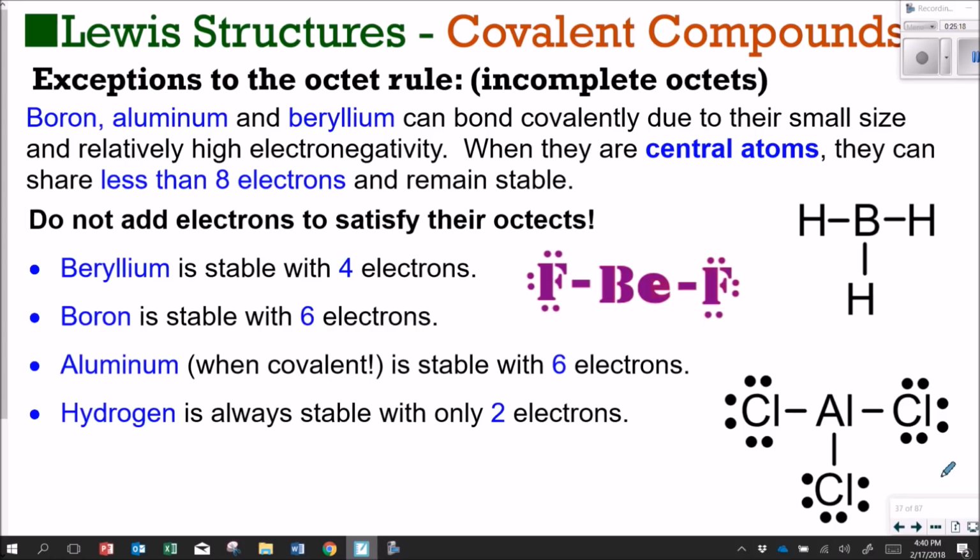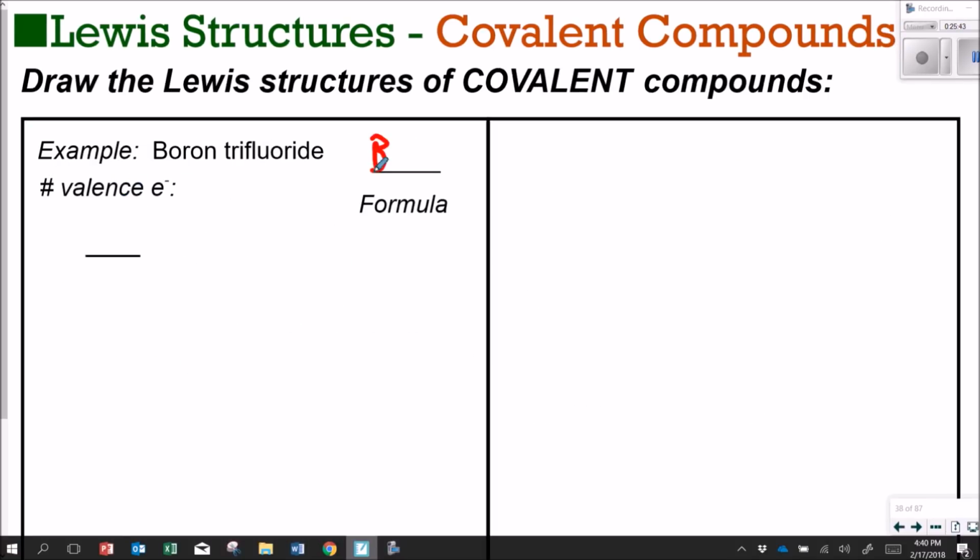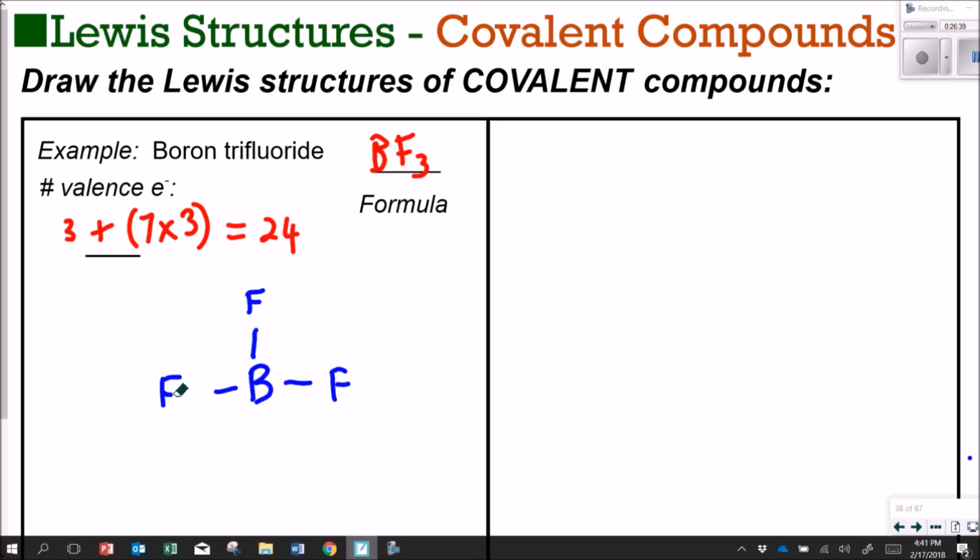Remember that there are some exceptions to the octet rule. Boron trifluoride is BF3. Valence electrons for boron is 3. And for fluorine is 7, and I have 3 fluorine atoms, so we have 24. We are going to put boron in the middle, and we are going to single bond it to the 3 fluorine atoms. And that has used up 2, 4, 6 of our 24 available electrons.